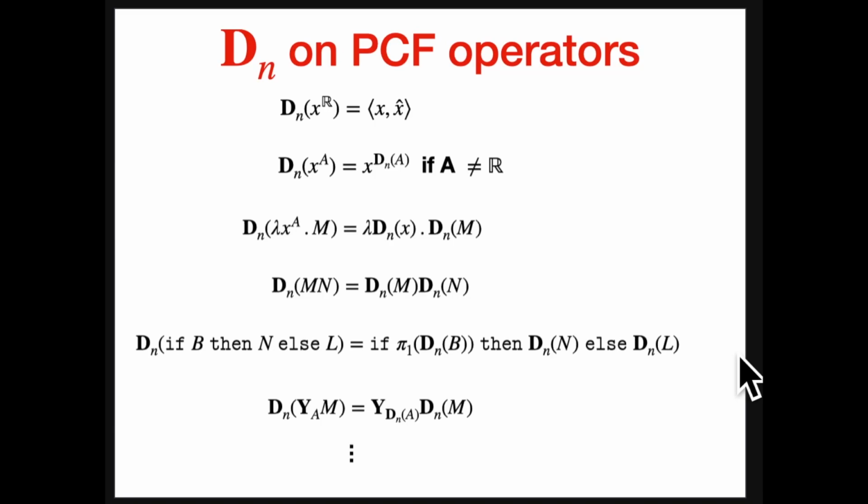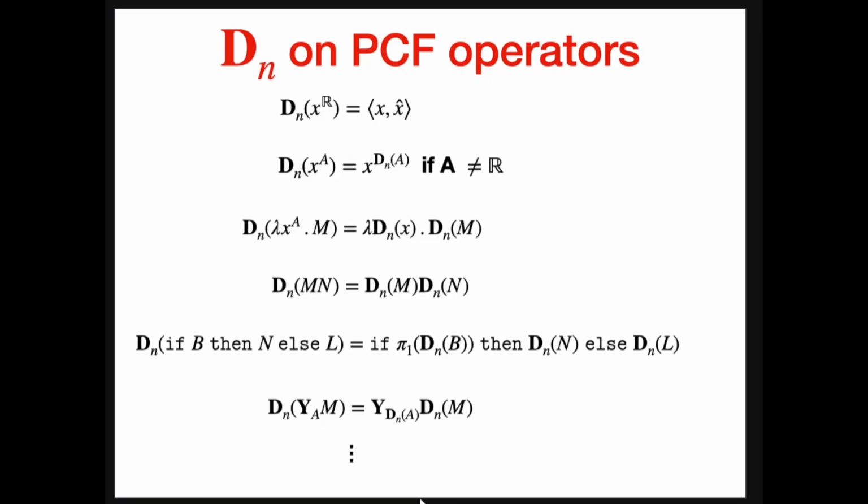Let us now see how you extend it to the other constructs of real PCF, and the extension is extremely simple, as the definition just commutes with all the constructs specific to PCF. So, for example, the D of a lambda is just the lambda of the D, of an application is just the application of the D, of a conditional is just the conditional of the D, and so on and so forth.